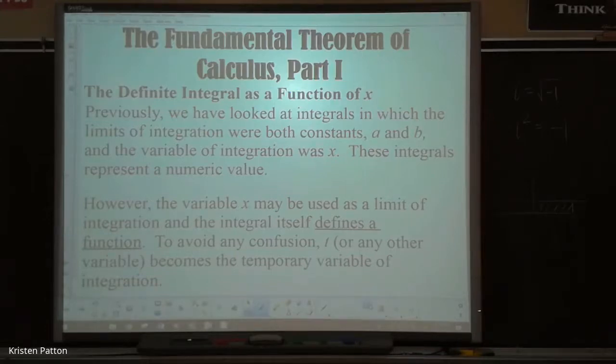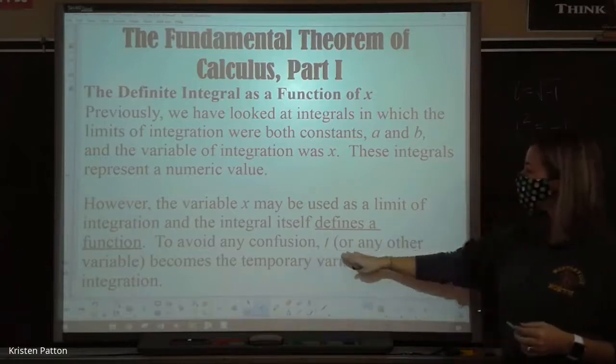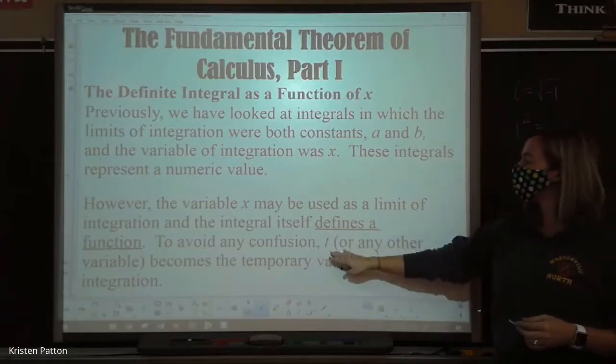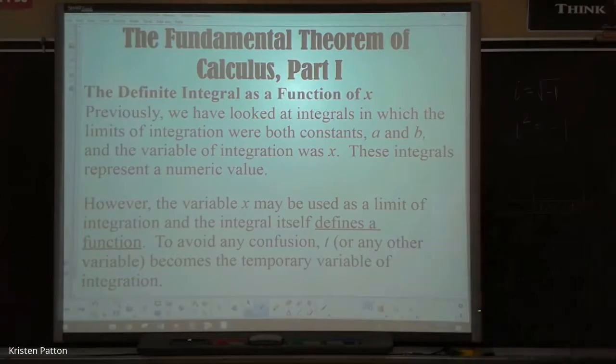The upper bound is changing. We already said this, but so that we don't have any confusion, we'll use a temporary variable of integration, which is the variable inside the integral. Typically it's t, but it could be anything. It could be a u, it could be a theta. That's just so that we don't confuse the bound variable with the graph of the function.